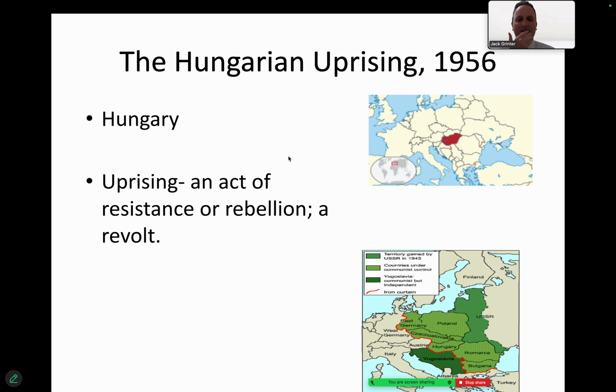Okay, right. So the last part of Key Topic 1, the Hungarian Uprising. Okay, so this takes place in Hungary, one of the satellite states. And what is an uprising? An act of resistance or rebellion, as it says there.